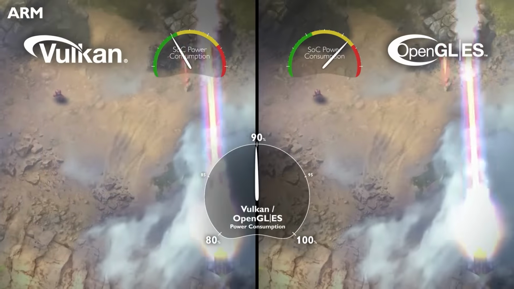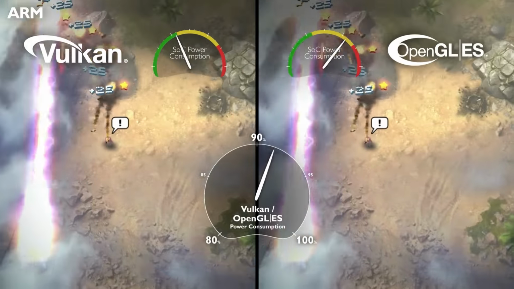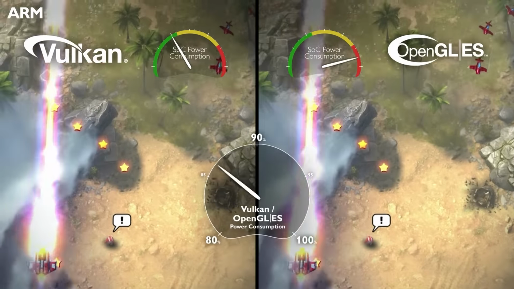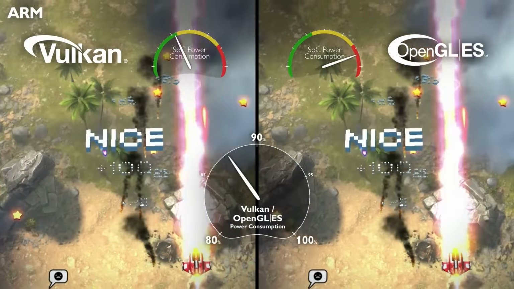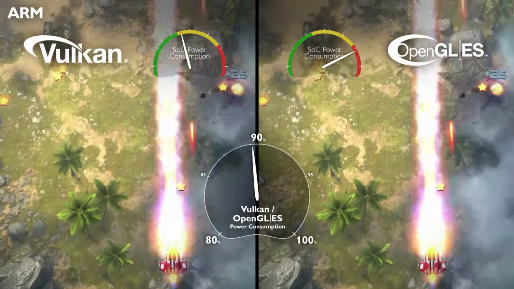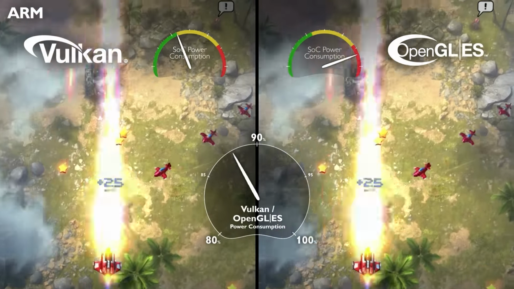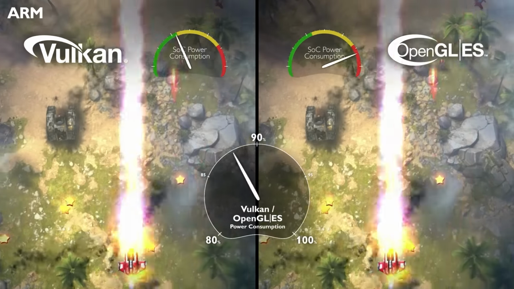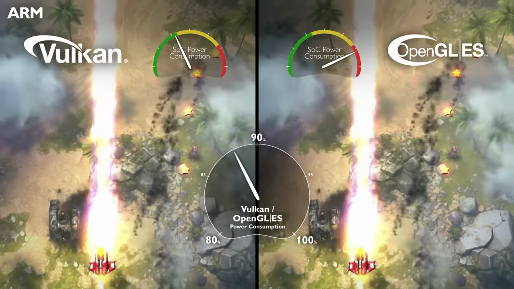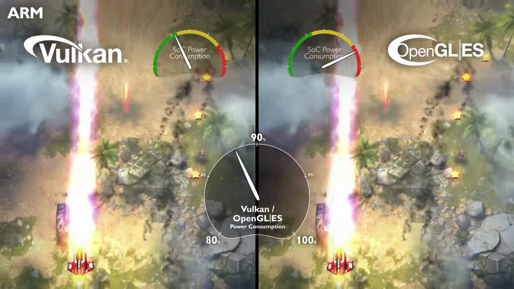So what you're looking at here on the right side is this game running on OpenGLES, and on the left side it runs on Vulkan. It's running on a Samsung Galaxy S7, and it's the exact same content on both sides, and what we're seeing is about a 10 to 15% reduction in battery consumption. So that's pretty cool.